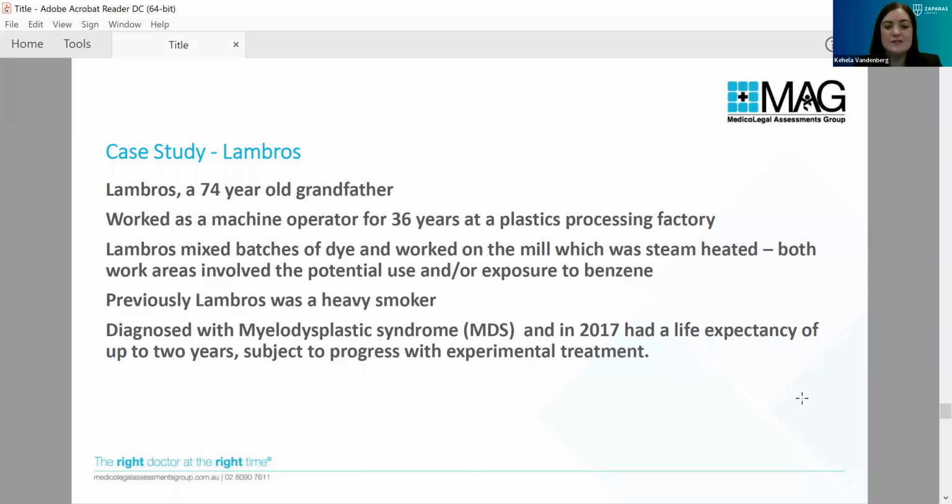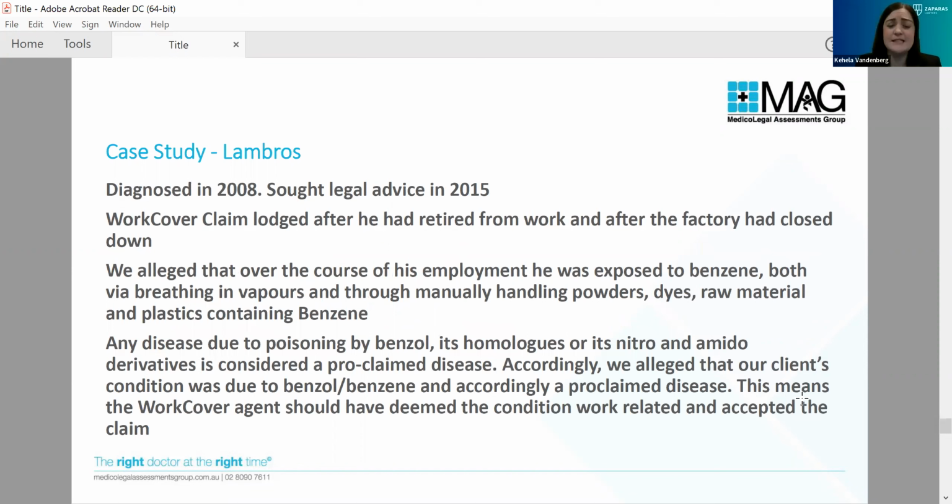He was diagnosed with myelodysplastic syndrome, or MDS, and in 2017 he had a life expectancy of about 2 years. He was undergoing some experimental treatment. Unfortunately, he did live a little longer, but he did subsequently pass away. He was diagnosed in 2008. He didn't seek any legal advice until 2015. He didn't really know at that time whether or not there was something, just that I think his family had done some research, and around 2015 they thought, well, let's actually go get some advice. A WorkCover claim was subsequently lodged, and it was lodged after he'd finished work, knowing his age, 74, so he'd ceased work about 10 or so years previously.